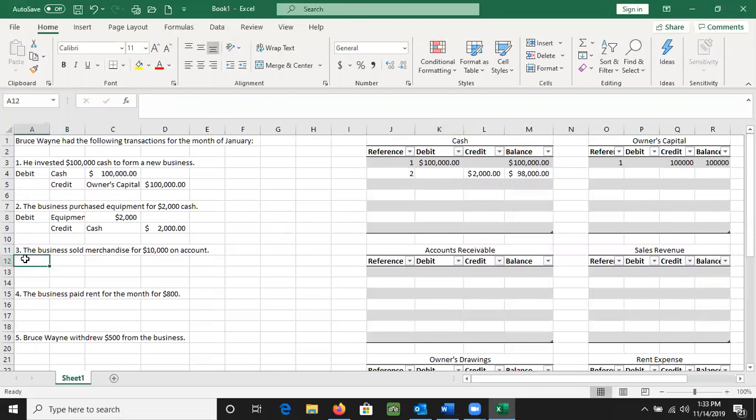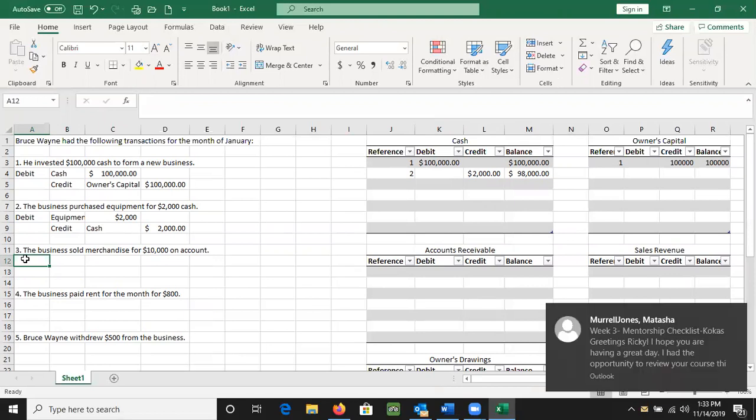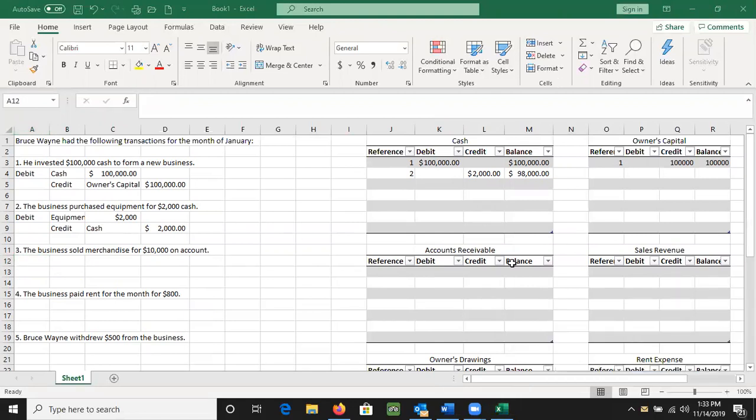The business sold merchandise for $10,000 on account. All right, two of these to talk about. Whenever they sell merchandise, that's revenue. When a business sells something or provides a service, it is revenue. When it's a service, it's called service revenue or fees earned. When it's a sale of merchandise, of physical goods, it's called sales revenue.